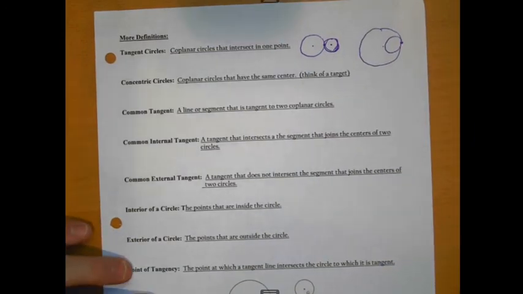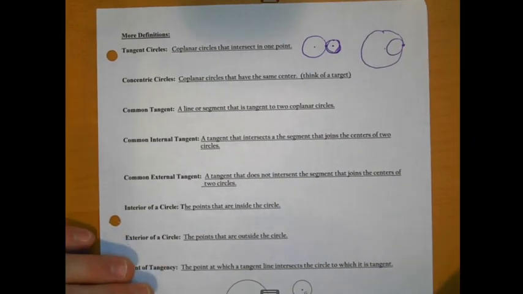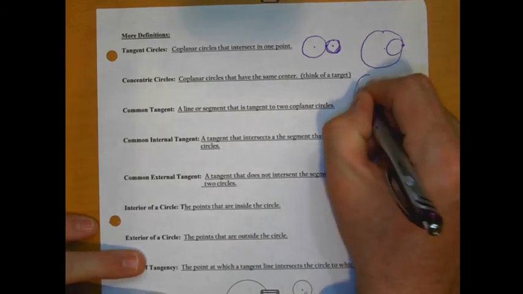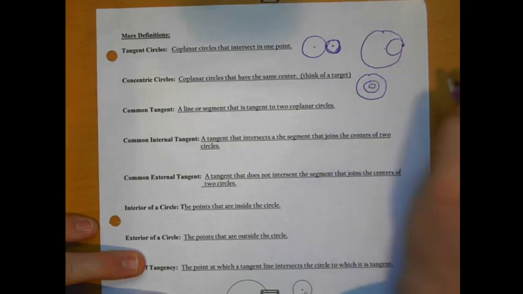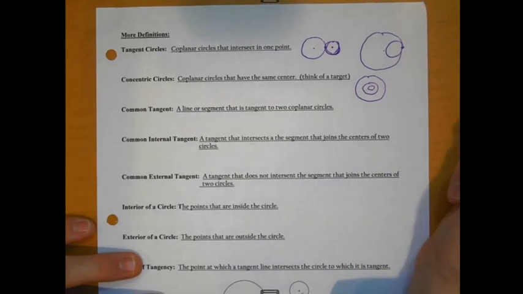All right, concentric circles, if you remember, you did that in your scavenger hunt. They have the same center, so think of a target, a bullseye, whatever. They are circles with the same center.